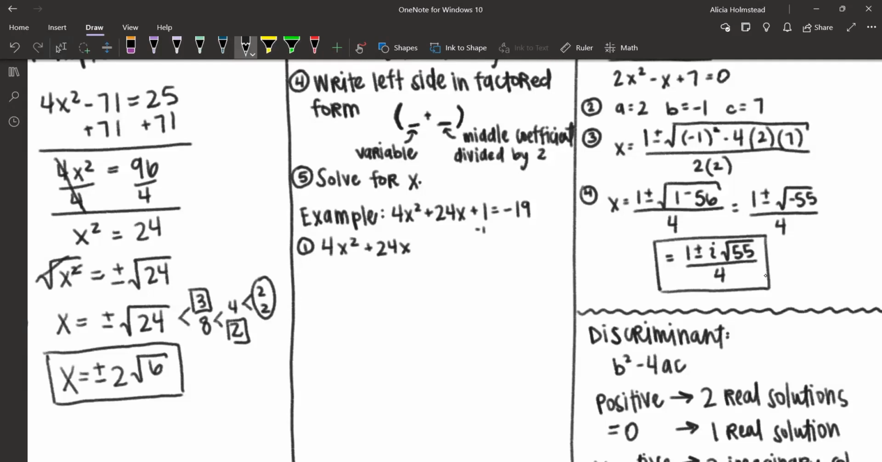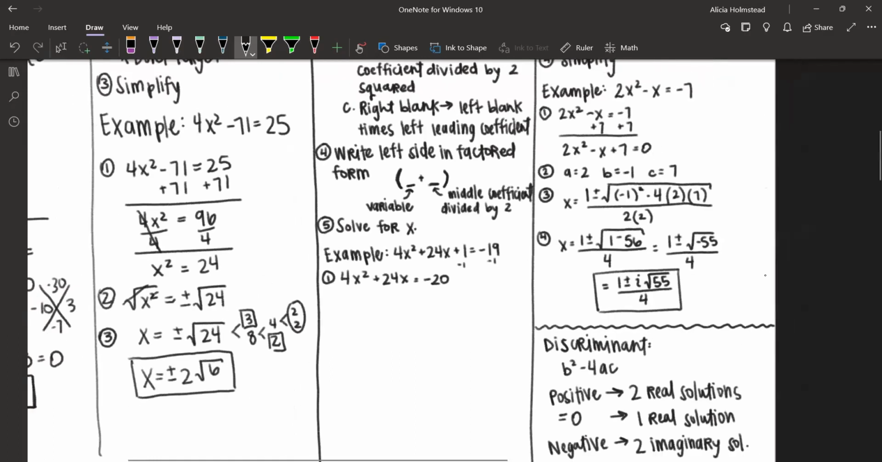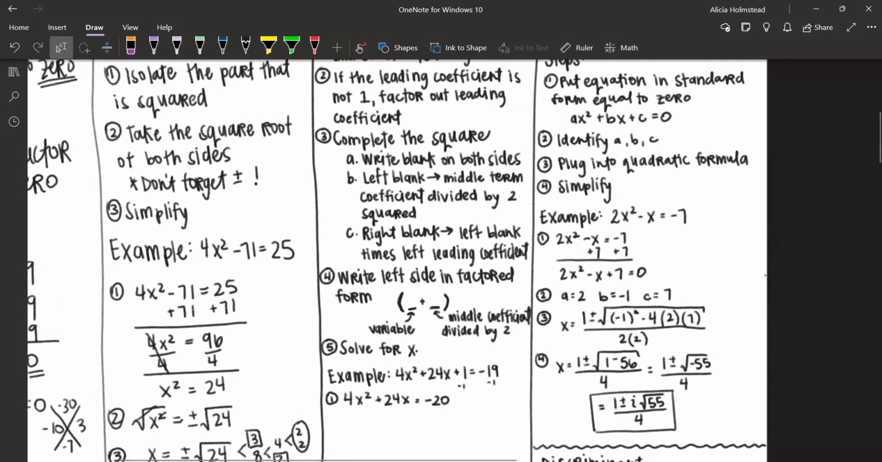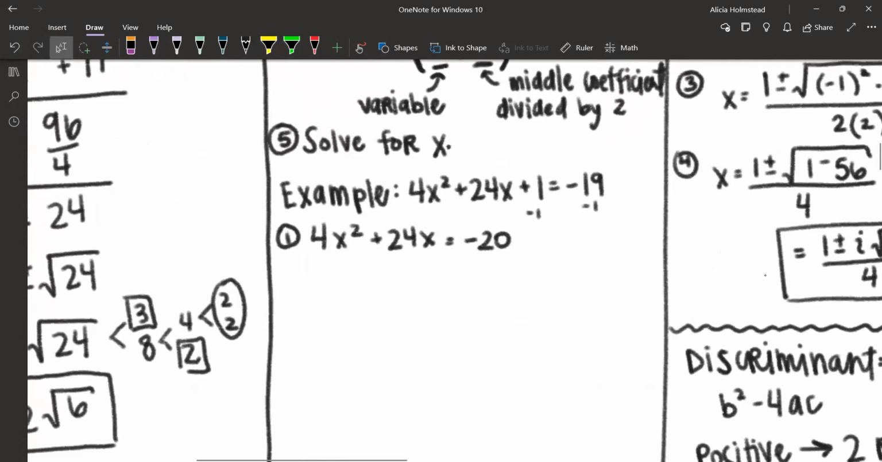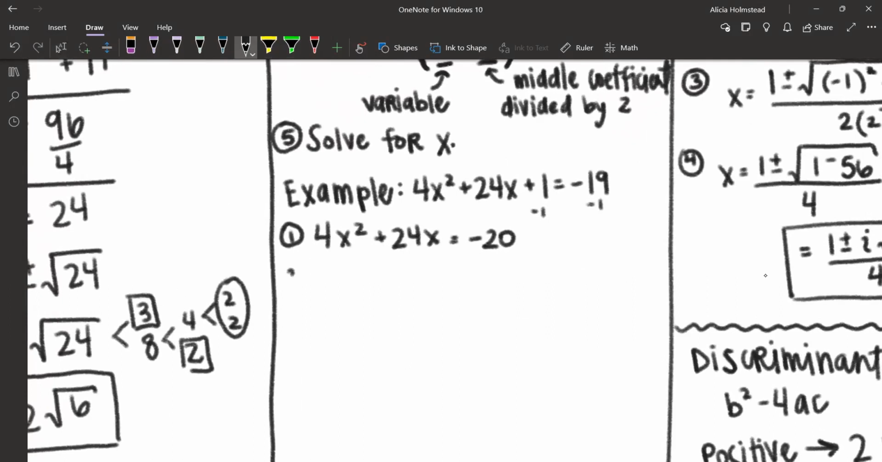So we subtract 1 from both sides, so we end up with 4x squared plus 24x equals negative 20. Step 2 then is, if the leading coefficient is not 1, factor out the leading coefficient. So in our example here, our leading coefficient is in fact not a 1, so we need to factor it out. So we'll have x squared plus 6x equals negative 20.